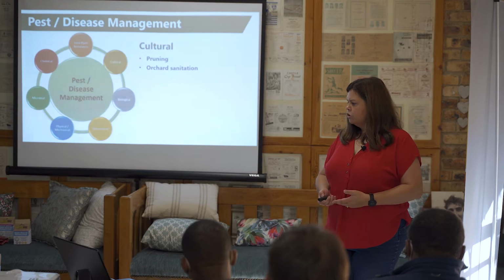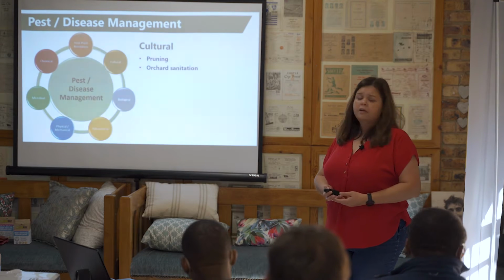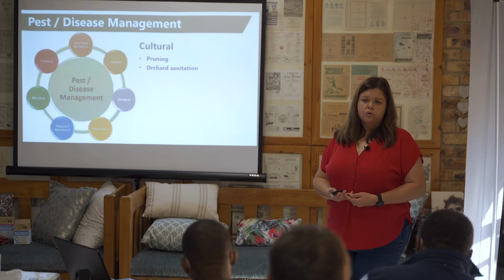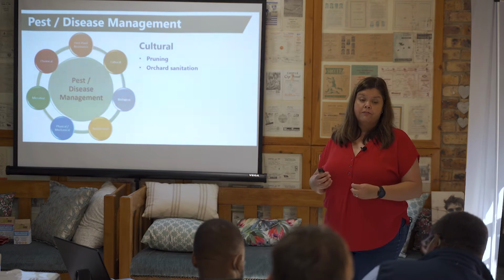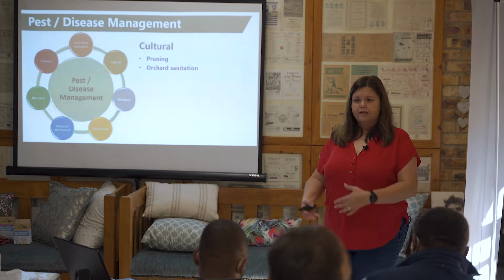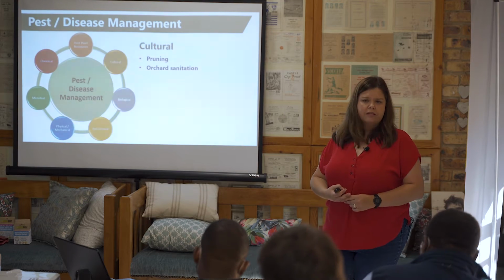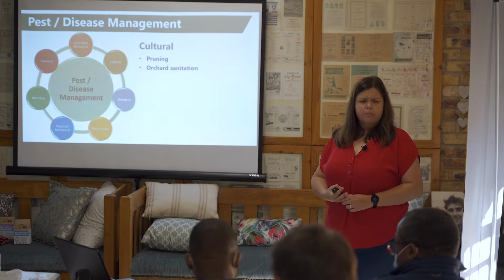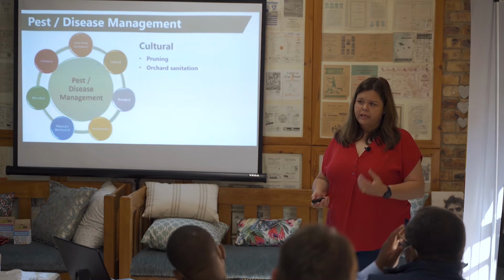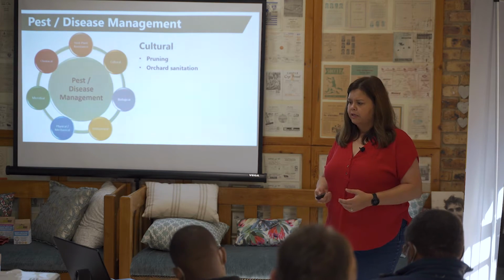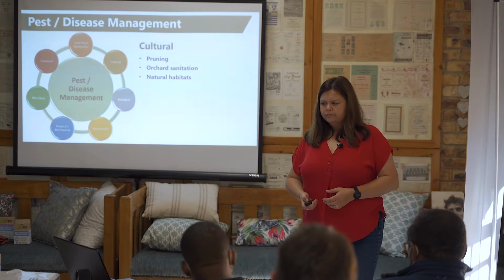The next one I want to look at is orchard sanitation. If you've got diseases in your orchard, make sure that you remove infected material. We like to mulch, we like to put back organic matter, and Mark's going to talk about that in a bit. But if there's a problem, make sure you remove what can actually contribute in increasing the load.